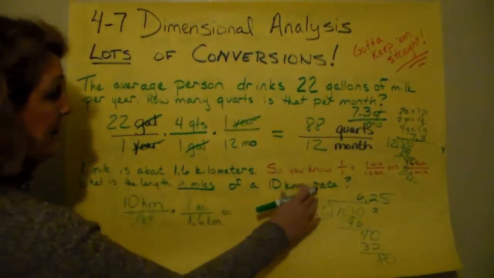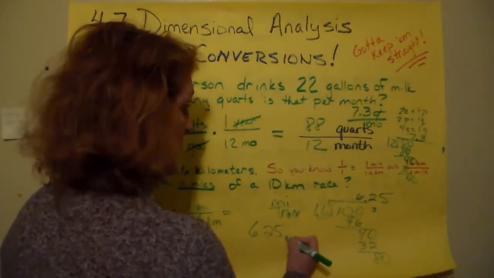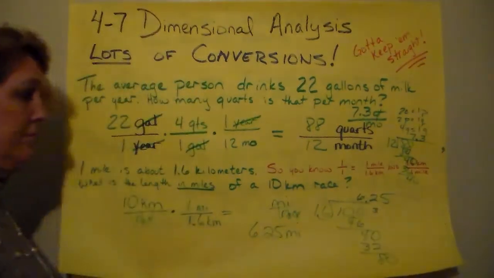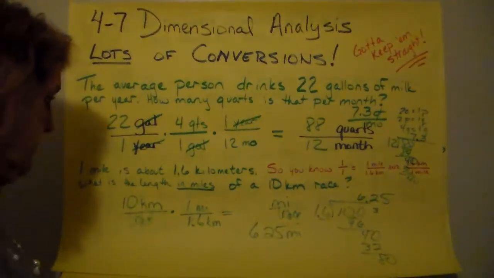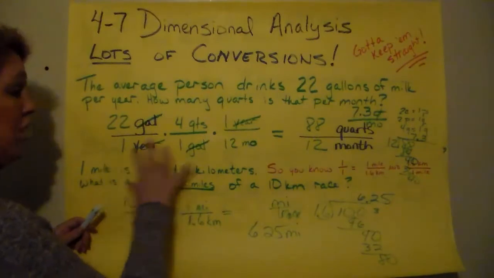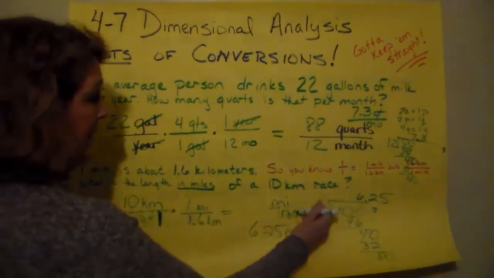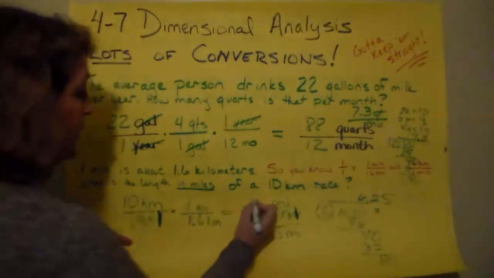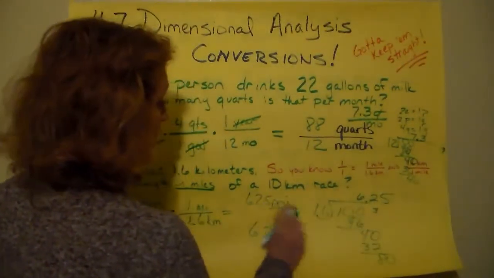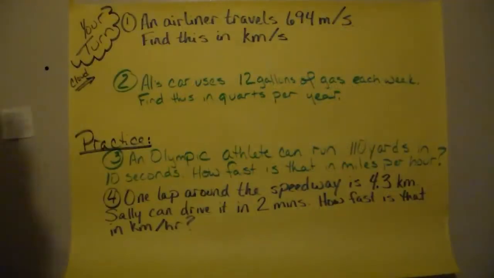What is the length in miles of a 10-kilometer race? It is 6.25 miles. Okay? This shows you how to set it up. If it doesn't say per anything, it just goes over 1. So here, 6.25 miles over 1, which is 6.25 miles. So you're all set.